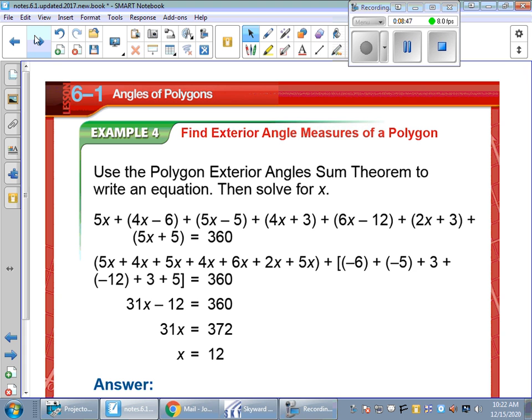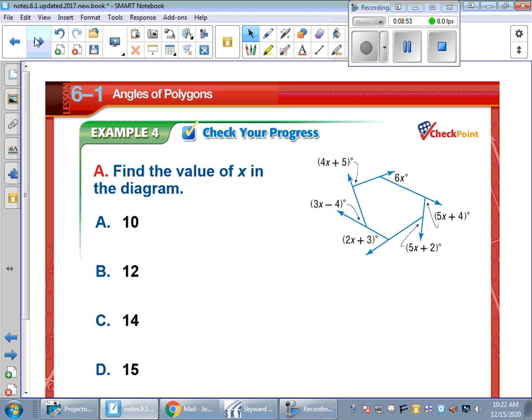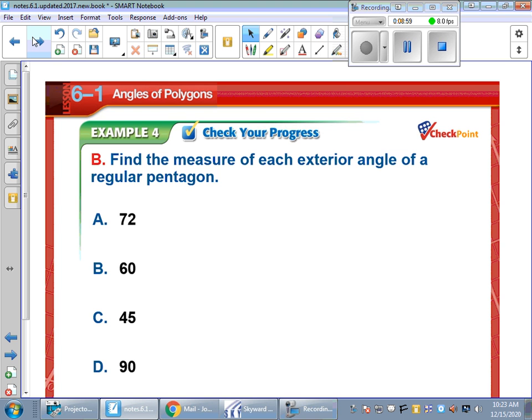And that just walks you through all the work there for that specific problem if you want to double check work. Next one, same idea. We did not actually solve this one, but it's another problem if you want to practice. Now we want to take a look here at question B. It says, find the measure of each exterior angle of a regular pentagon.